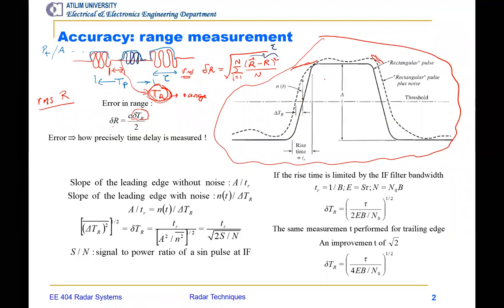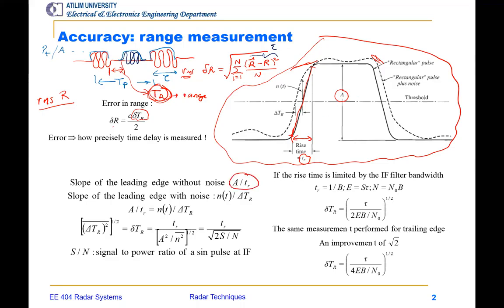Now, let's see the slope of these pulses, the pulse without noise and with noise. For the clear pulse without noise, we got the rise time, TR, and there is an amplitude, A. So if we write the slope of this line, from here to here, that's going to be a triangle, and simply that's going to be A over TR.